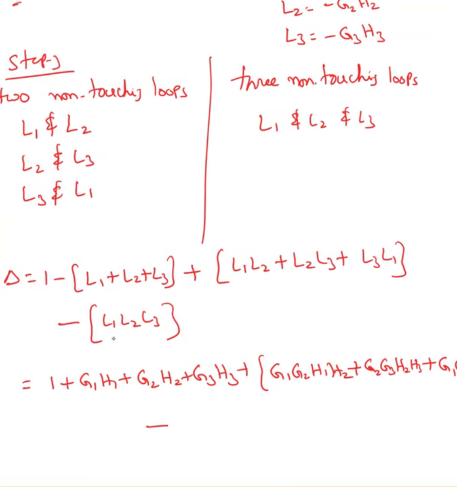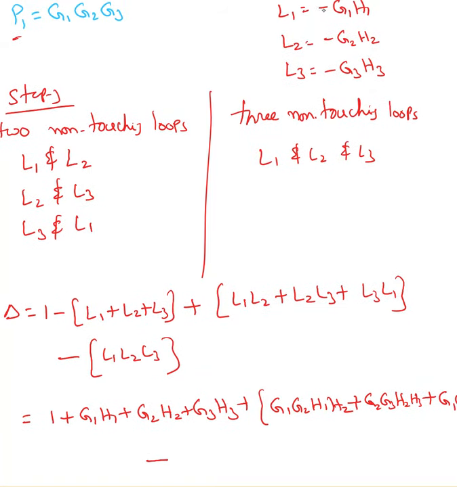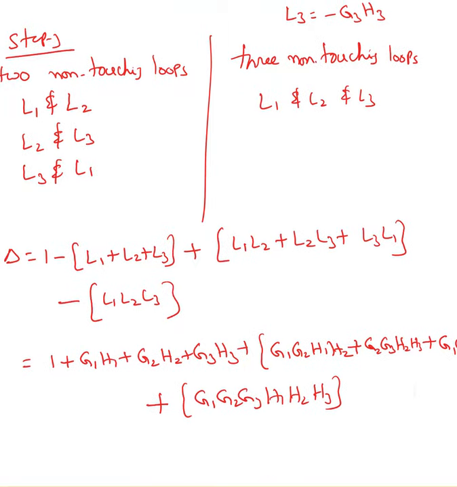Minus, now I'm going to multiply L1, L2 and L3. So minus of minus is plus, plus times minus is minus, minus times minus is plus. At the end I'll end up with plus L1 L2 L3, which is Z1 Z2 Z3 H1 H2 H3. That's our final delta. Okay, so this is my delta.